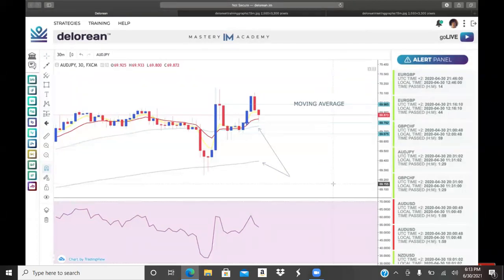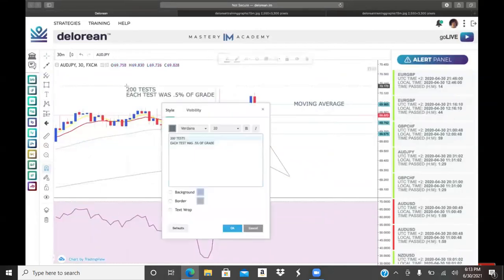Is aqua on top of the gray or below the gray? Well, it's obviously on top. Let me write this out so you have this. Okay, when the aqua is on top of the gray, it's bullish.